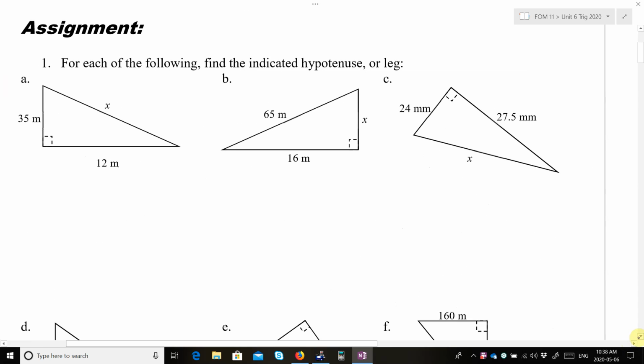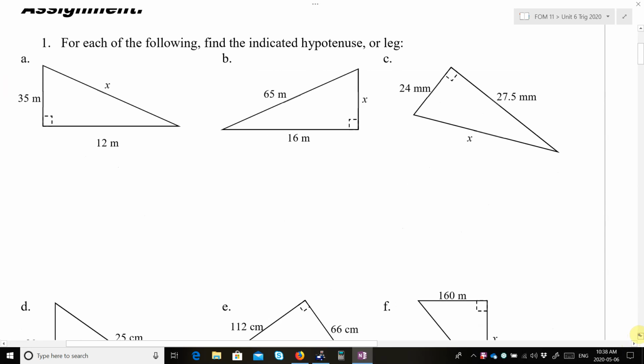So we'll start in here on number 1. For each of the following, find the indicated hypotenuse or leg. For this we are using the Pythagorean theorem, and it's important to find the hypotenuse because that is labeled C in the formula, and the hypotenuse is always across from the 90 degrees. So this side is C, and that one is important to find because the C is by itself in the Pythagorean theorem. C squared equals A squared plus B squared.